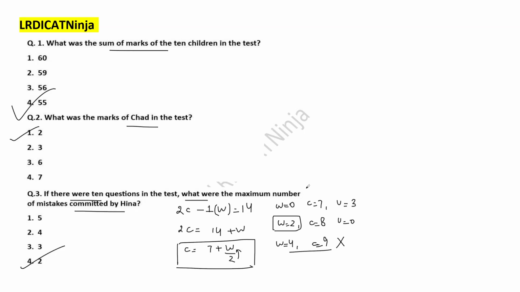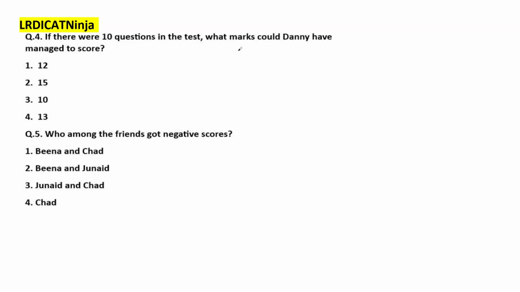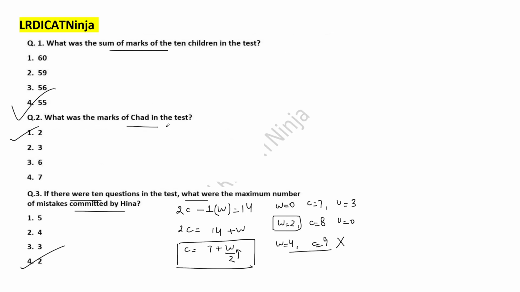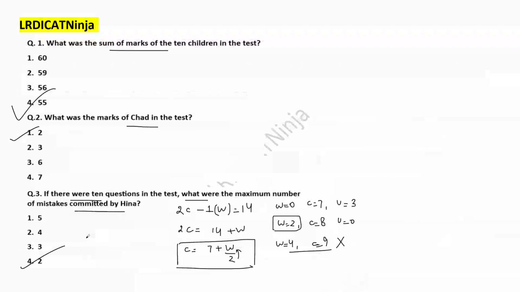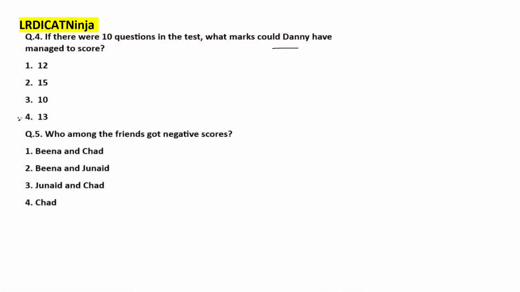I'm sure it should be clear. If there were 10 questions in the test, what marks could Danny have managed to score? Danny, we already know how much score Danny received. That is 13. So we need not look for the number of questions. So the answer is straight away 13.